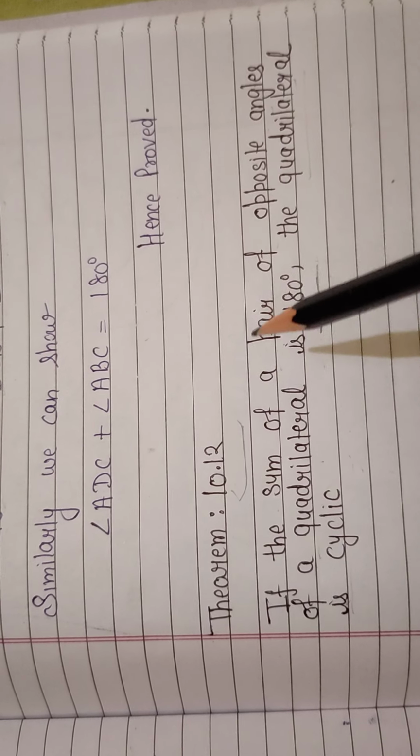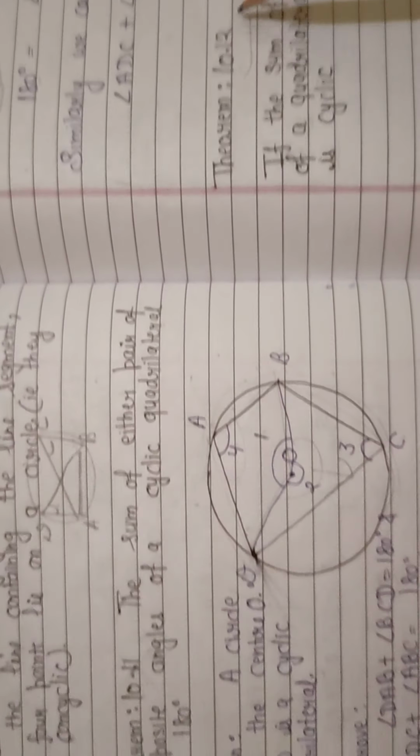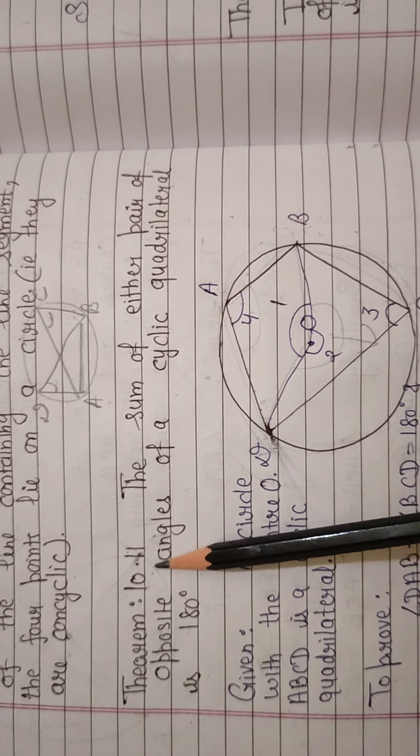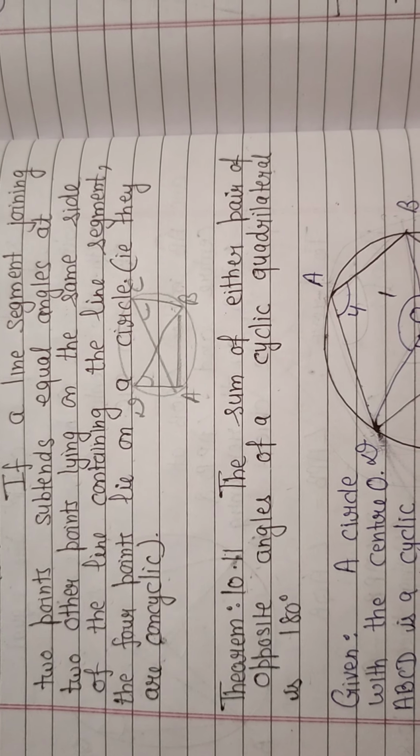We will also not do the proof of theorem 10.12. You will write only the proof of 10.11 in your fair notebook, but you will write the statement of all the 3 theorems in your fair notebook.